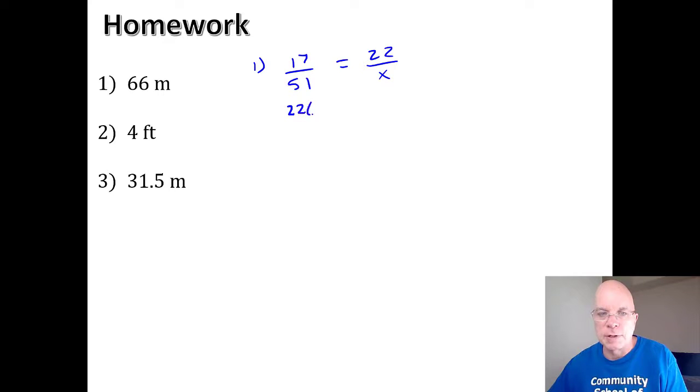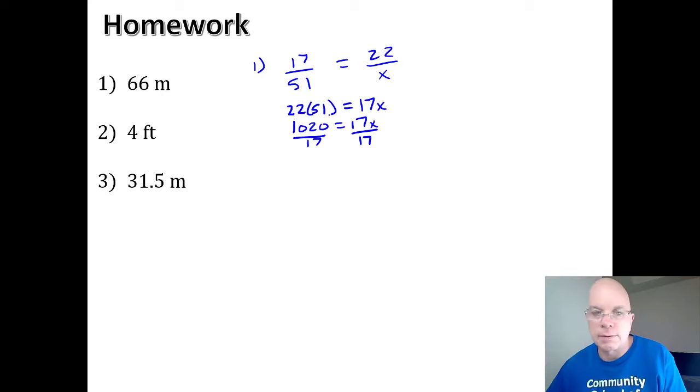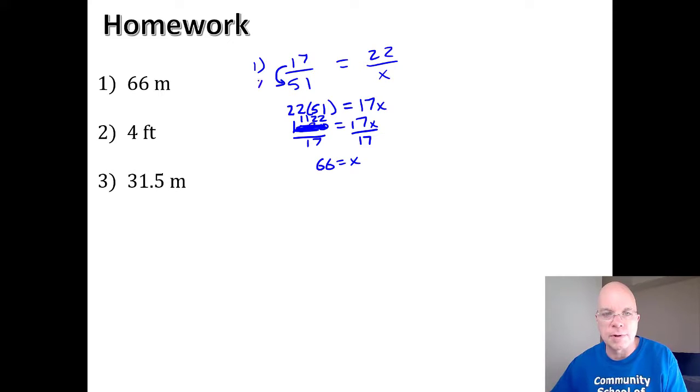Speaking of the cross products, if you solved it using cross products, it would be 22 multiplied by 51 equals 17x. And 22 multiplied by 51 is 1020 equals 17x. And the reason we write the cross product equation, it will guide our work. Now I divide both sides by 17. And I did it wrong. Not 1020. 1122, Mr. Colby. 1122 divided by 17 is 66. 66 equals x. You could also have noticed a scale factor of 3 if you happen to know that 3 17ths is 51 and apply that scale factor to the 22.